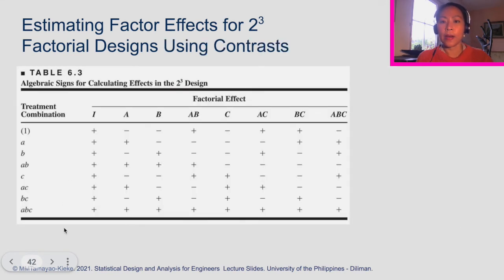All right. Now, you can actually use this table, okay, to more easily determine the algebraic signs for calculating the effects in the 2 to the 3 factorial design. So here you have your treatment combinations along the rows. You have here 1, A, B, AB, C, AC, BC, and ABC. Okay, so along the columns, you have your factorial effect. So here, you can use these signs for calculating the effect of factor A, factor B, and so on.